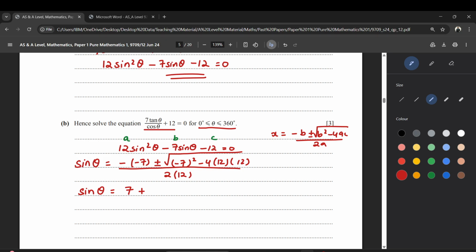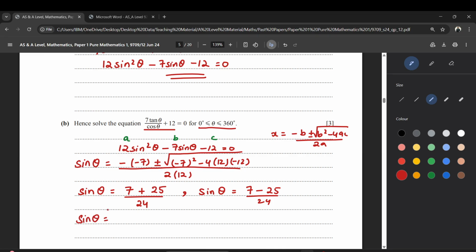Okay, sorry, my bad. I thought that I was considering this one. So this should be negative. All right, my bad. So therefore, we get 25 over 2 times 24. 2 times 12 is 24. So that is my first equation. The second equation will be sine theta equals 7 minus 25 over 24. So we'll work out each one of them.